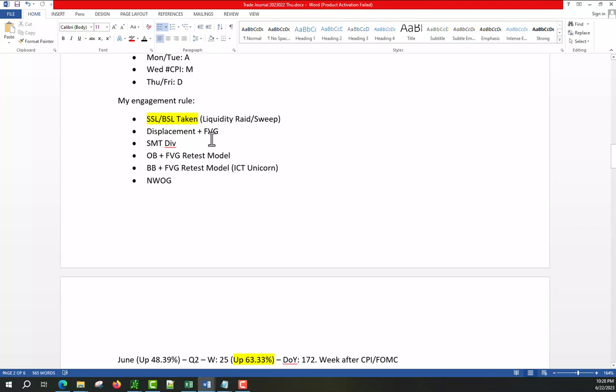So for the trade this morning, we shorted. We go against our rule of engagement right here. For sell-side liquidity taken, we're supposed to take a long position, but we took a short position. So that's the first violation, the first mistake we made right there. A lot of lessons in this work.